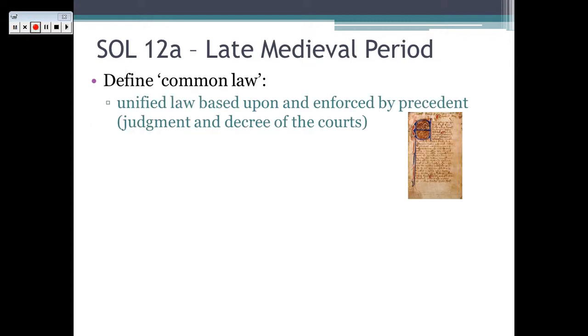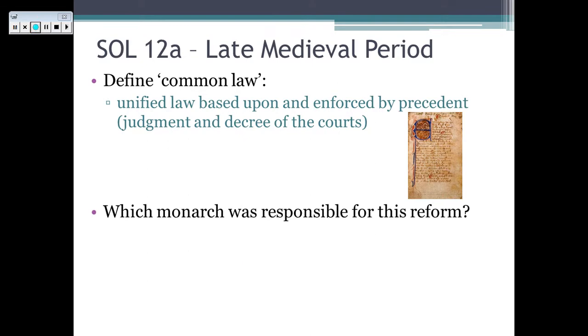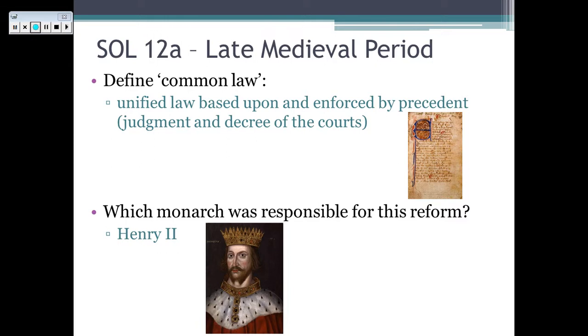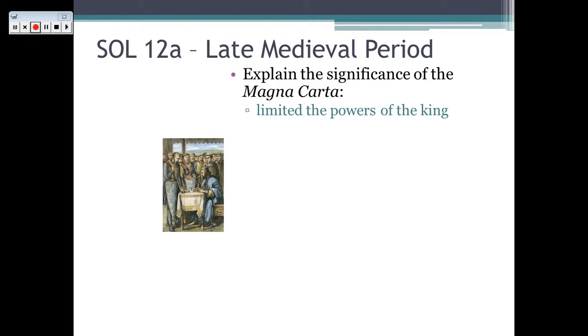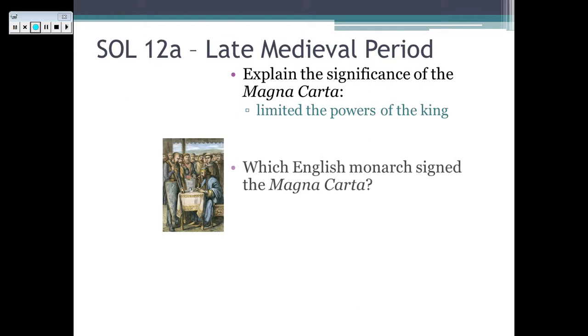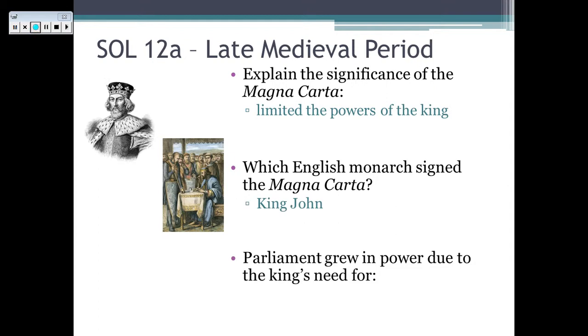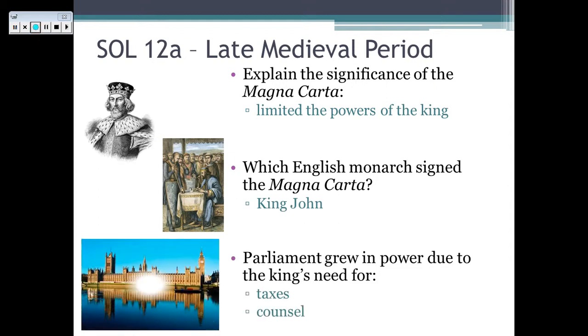Common law is unified law based upon and enforced by precedent, judgment, and decree of courts. And which monarch was responsible for this reform? This was Henry II in England. Okay, the significance of the Magna Carta is that it limited the powers of the king when King John signed it in 1215. As I said, King John. And then Parliament grew in power due to the king's need for taxes and council.